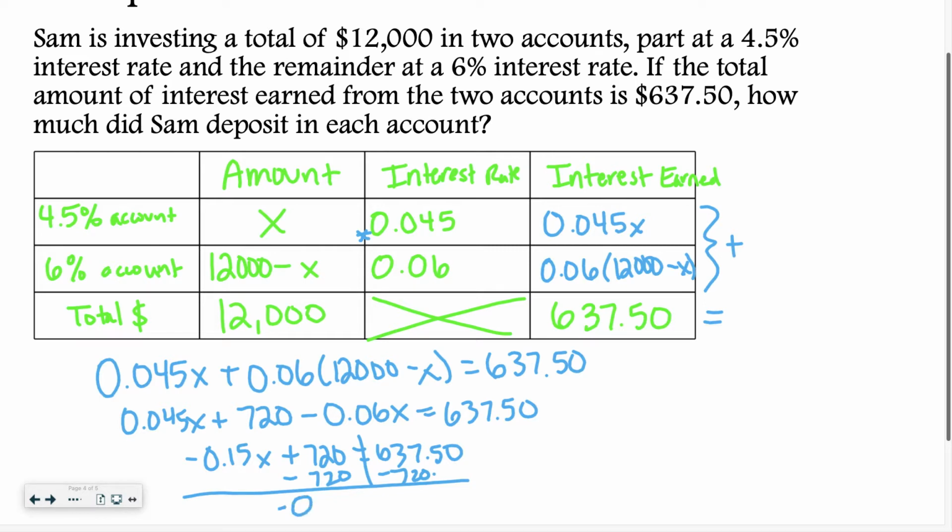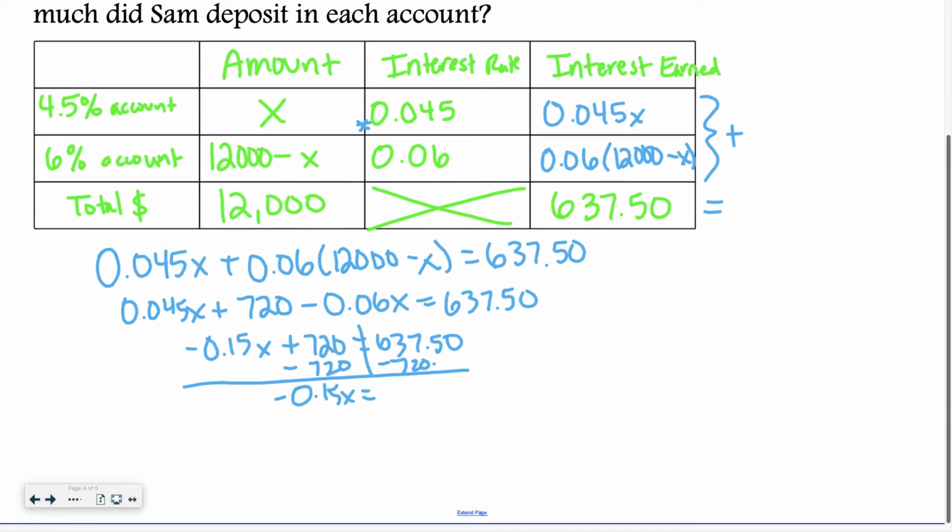I get negative 0.015x equals negative 82.50. Divide both sides by negative 0.015. You get x equals 5,500.